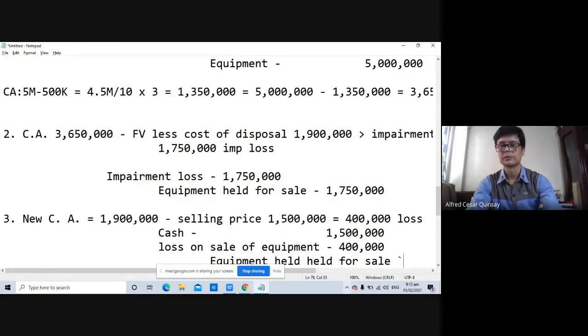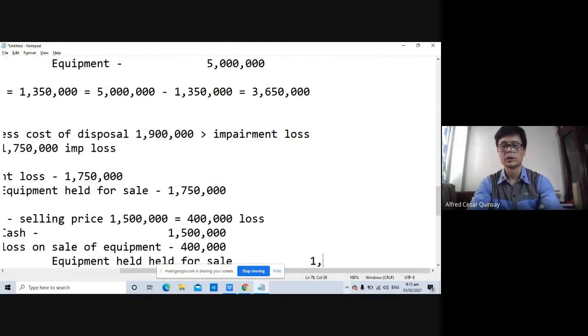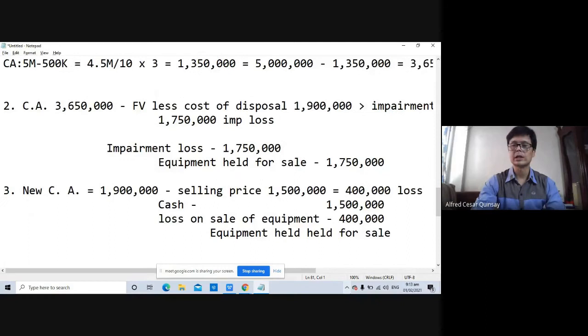So this is 1,900,000. So may question ba tayo dyan? Any clarification you want to clarify? Type 1 kung may clarification or question. Type 2 kung wala naman.